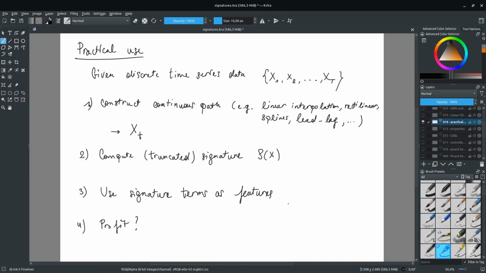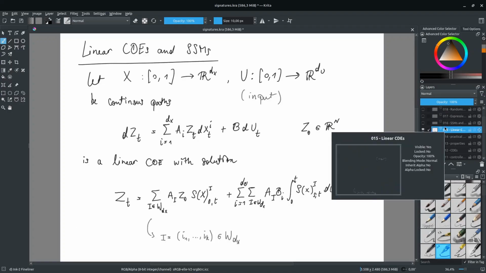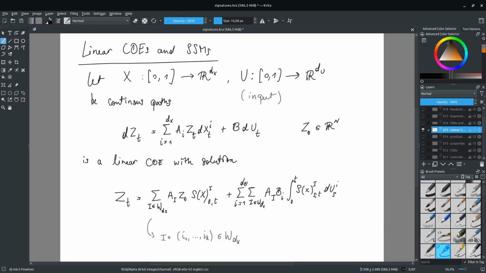So then of course, maybe you profit, maybe you don't. It depends on your problem. The paper gave a bunch of examples, but they are toy ones, so we can look at the paper later, but otherwise let's move on.